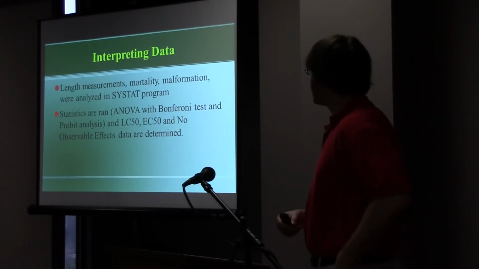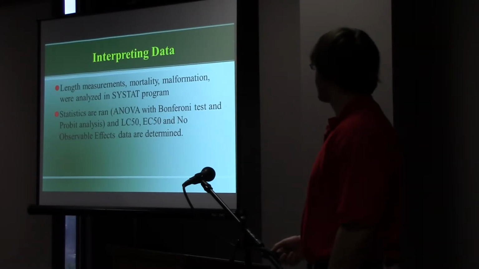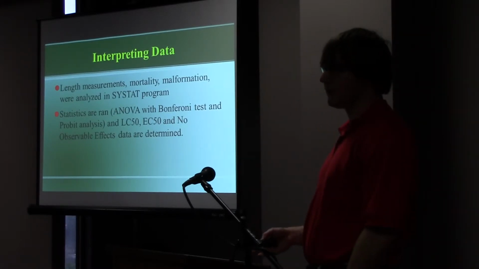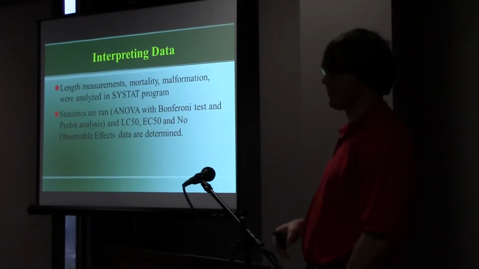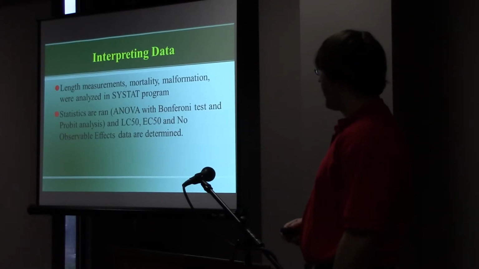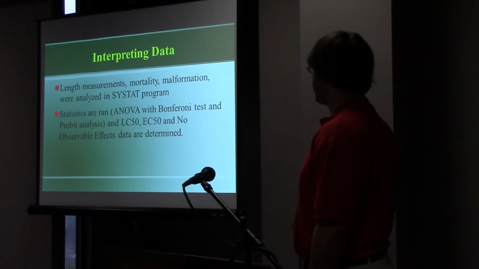So then once we have all this data, we have to interpret what it means. So all this data gets sent into a program called Systat that will analyze every single bit of the control, every single bit of the concentrations we tested with the controls to tell us how statistically different they are. And then from that, we obtain the LC50, EC50, and no observable effects data.